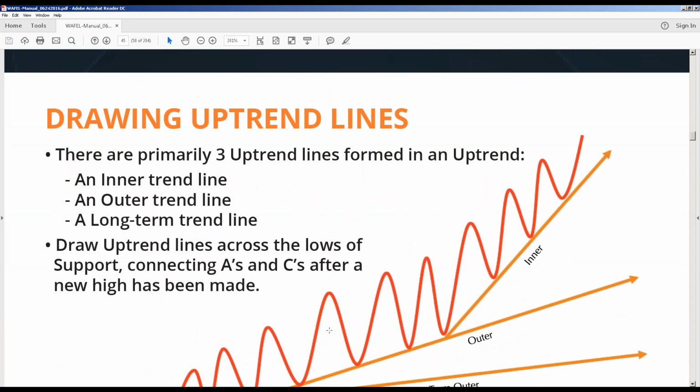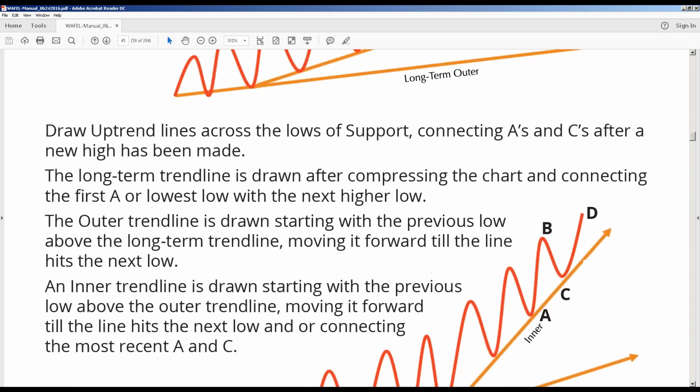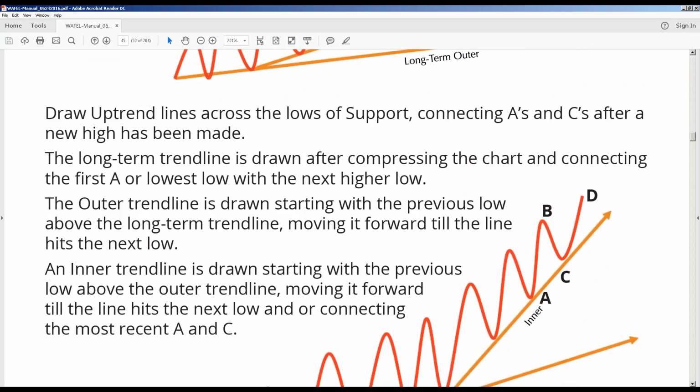Now we get to drawing up trend lines. Now there are primarily three uptrend lines formed in an uptrend. An inner trend line, an outer trend line, and a long-term trend line. Draw uptrend lines across the lows of support connecting A's and C's after a new high has been made.